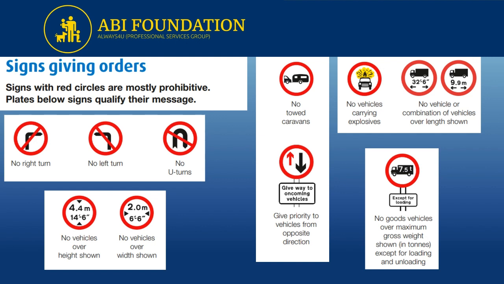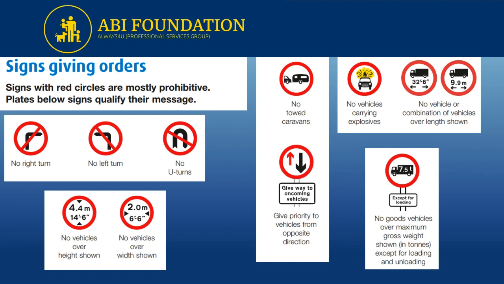Have a look at this slide also. This one is pretty common: give way to oncoming vehicles. The black arrow is larger. This one is no vehicles carrying explosives. And these are about turns that are prohibited.